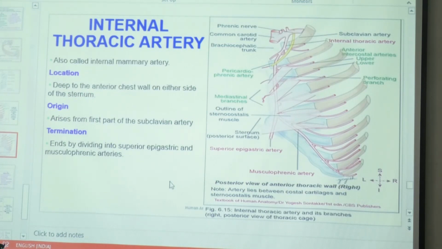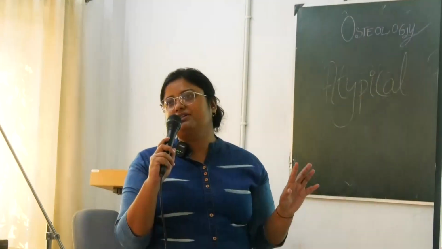Okay, and this is the internal thoracic artery, or internal mammary artery. This counts as a short note for you. Internal mammary artery or internal thoracic artery. Okay, and these intercostal spaces are important for long questions.